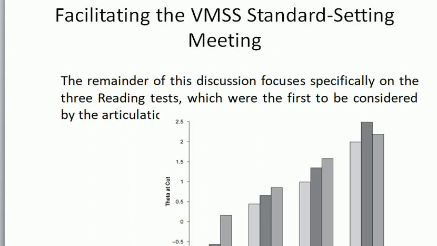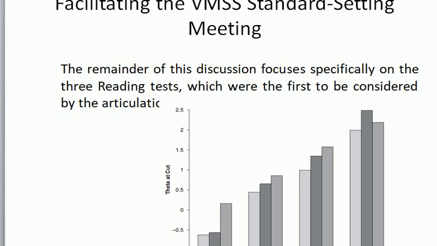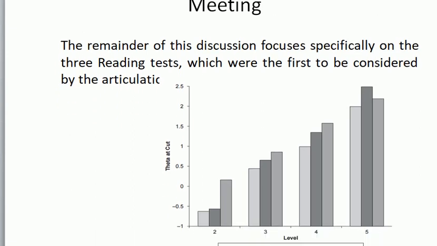The remainder of this discussion focuses specifically on the 3 reading tests, which were the first to be considered by the articulation committee. These are presented in a bar graph, a theta chart, for levels 2, 3, 4, and 5, for the 3 reading tests.